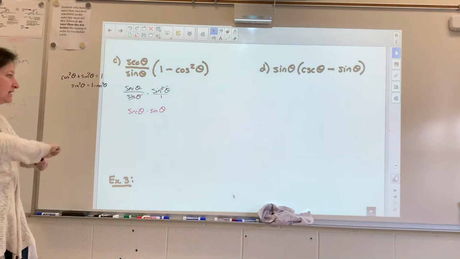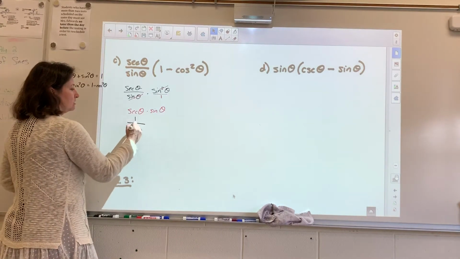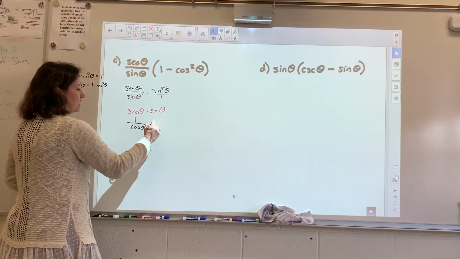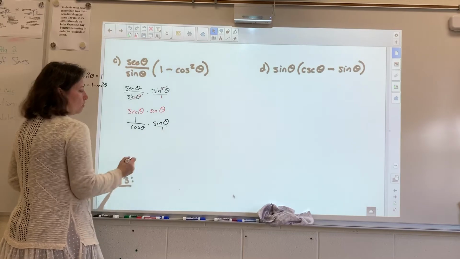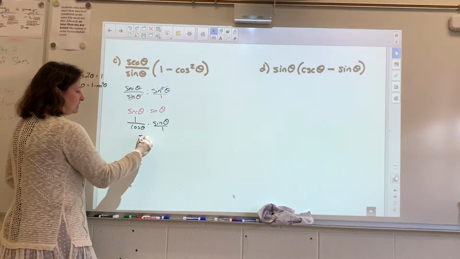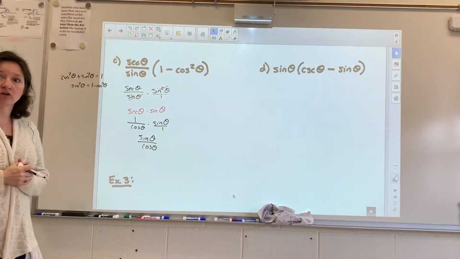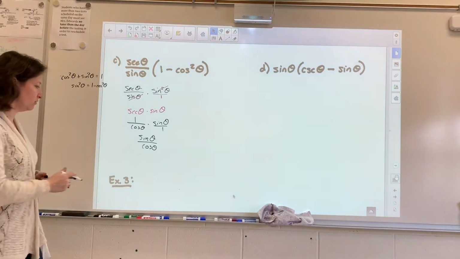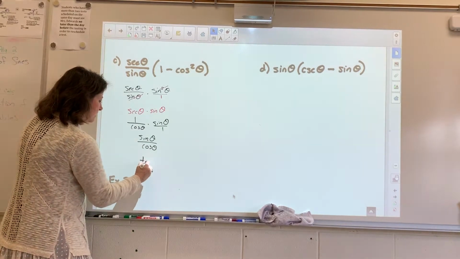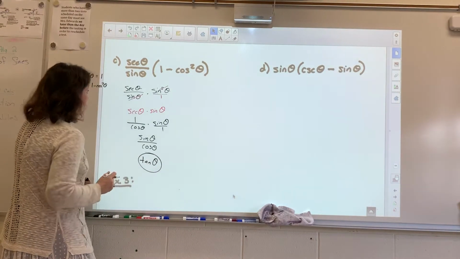What can we rewrite? Either one of these? Secant. What can secant be rewritten as? 1 over cosine times sine over 1. So we get sine theta over cosine theta. What do we know sine over cosine always equals? Sine over cosine equals tangent theta, and that's my final answer.